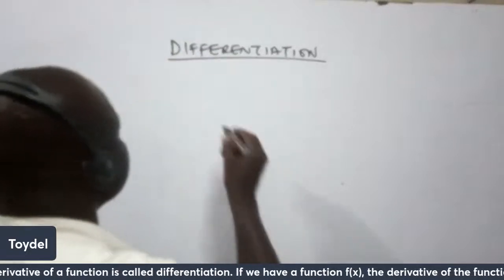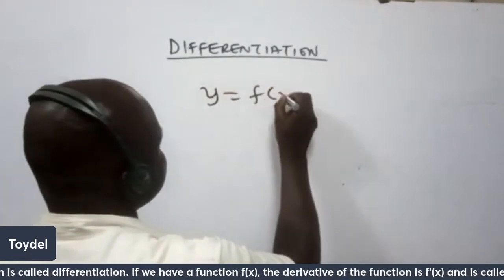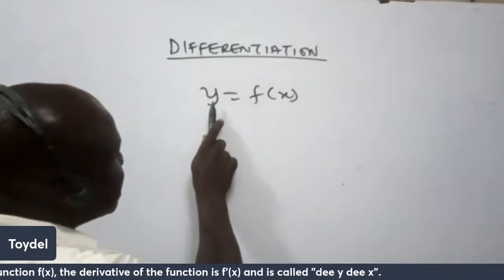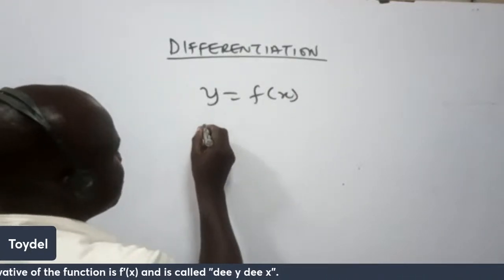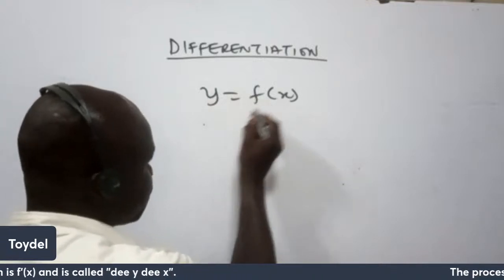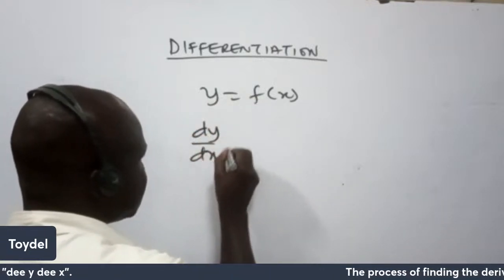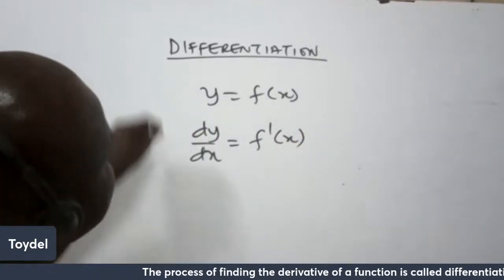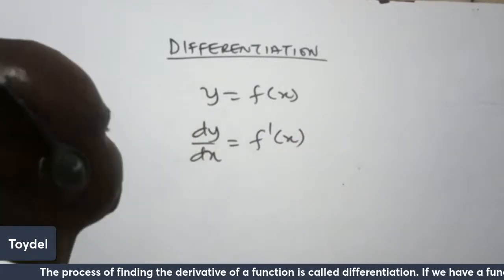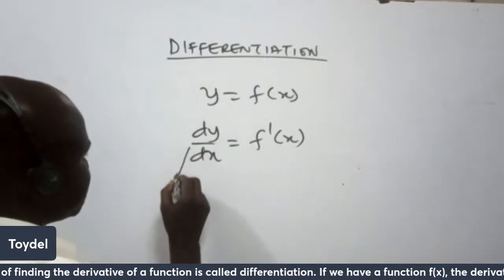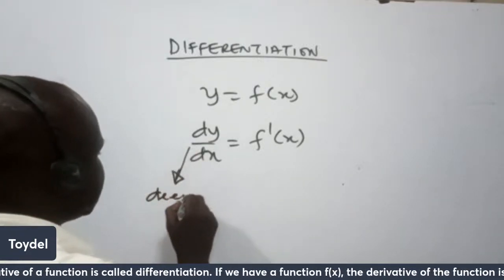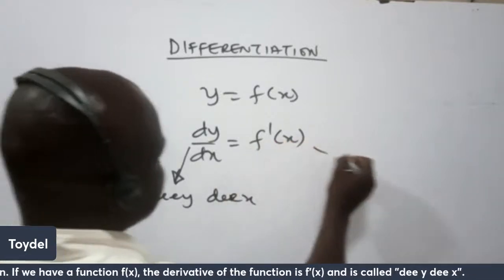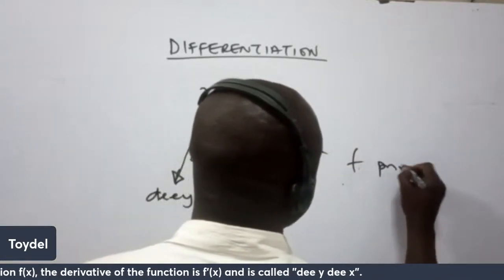That is, if you have a function, say y is equal to f of x, if y is a function of x, the process of finding the derivative, that is, the derivative of y or f of x, we call it dy/dx. It will be equal to f prime of x. So the process of finding the derivative of a function is called differentiation. We call this dy/dx, the same thing as f prime.